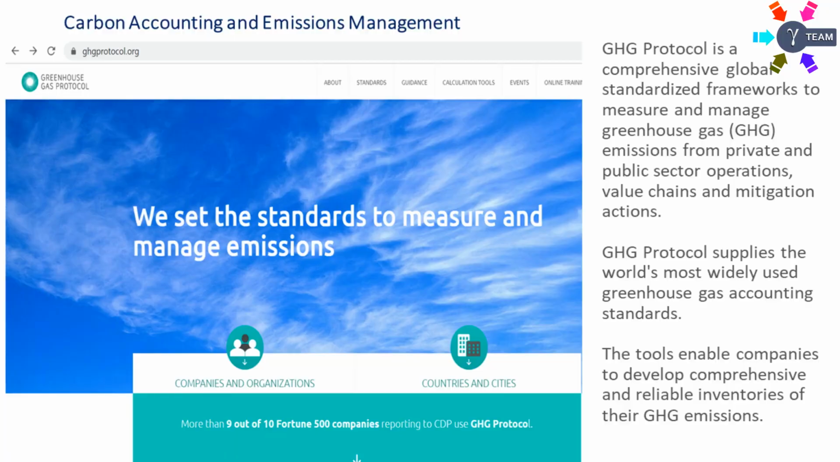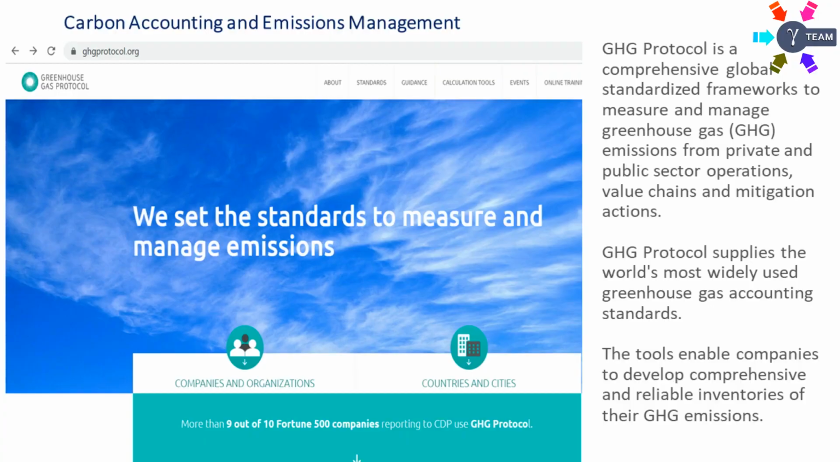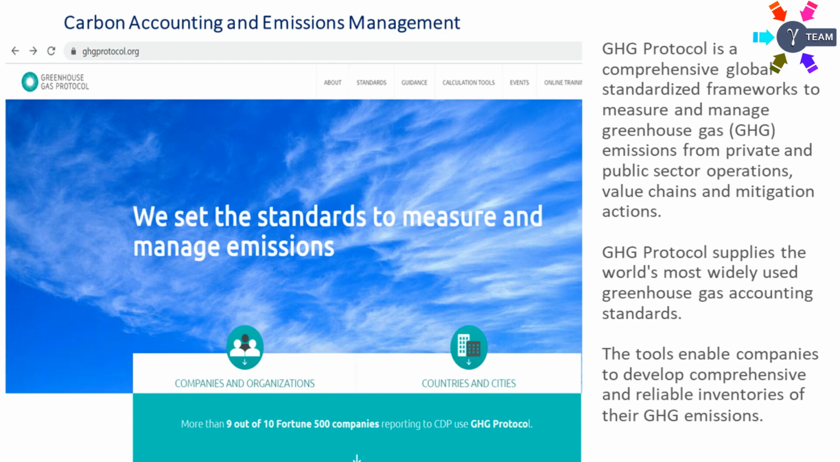When you see the carbon accounting and emissions management part, there's a protocol called GHG, that is Greenhouse Gas Protocol. It's a comprehensive global standard framework to measure and manage greenhouse gas emissions from private and public sector operations, value chains, and mitigation actions. GHG protocol supplies the world's most widely used greenhouse gas accounting standards. The tools enable companies to develop comprehensive and reliable inventories of the GHG emissions. So you can click the link and see the details.